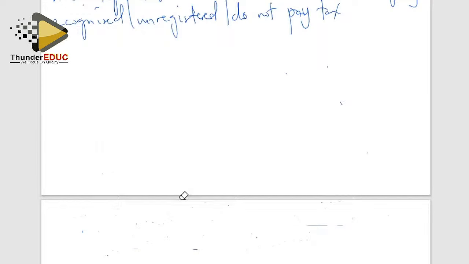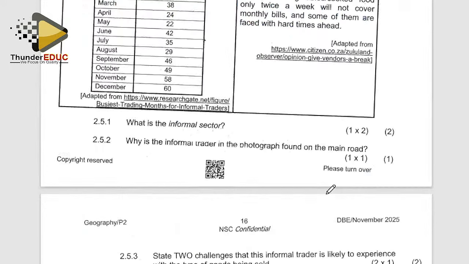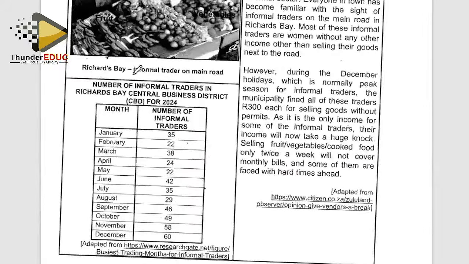And then the next question is saying, why is the informal trader in the photograph found on the main road? He's saying an informal trader on main road. Why are they locating on the main road? The reason is access to the market.